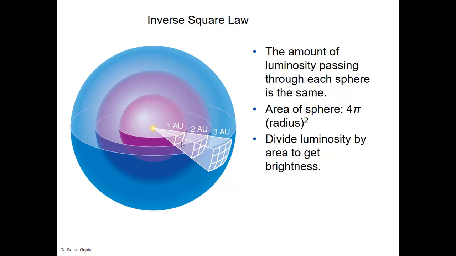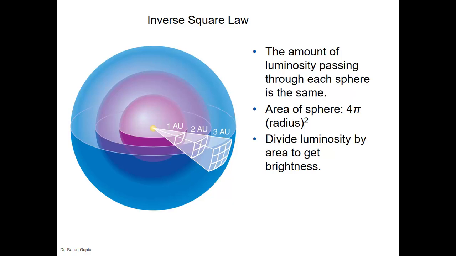That means if I take the same unit area here, the total amount of light over the same area is about 4 times smaller than this area, because the radius here is 2 astronomical units. So whatever light passed through one area here, it passed through the 4 areas. And if I triple the radius, 3 astronomical units, then whatever light passes through 1 unit area here, the same amount of light passes through the 9 areas here.